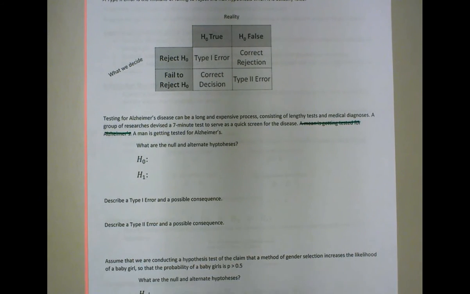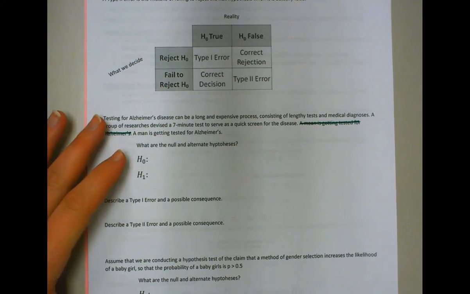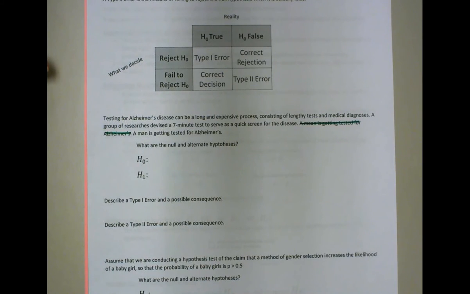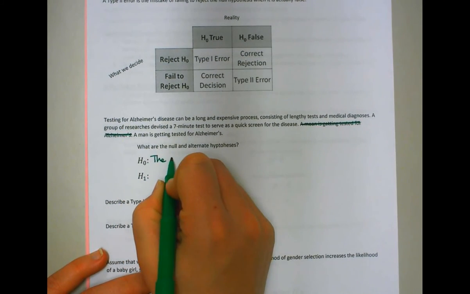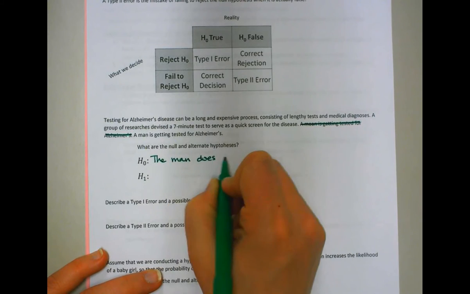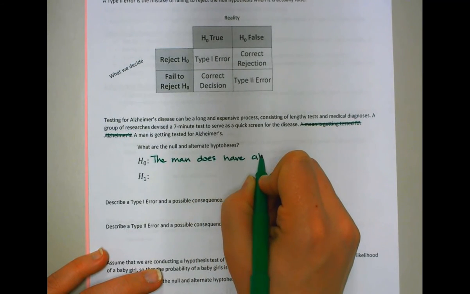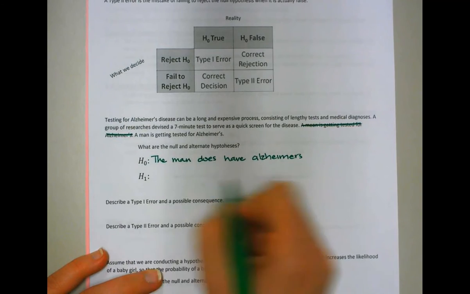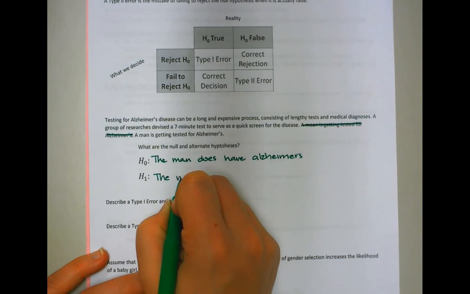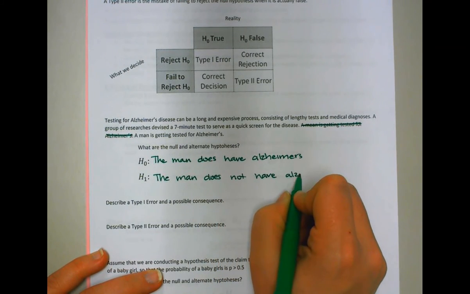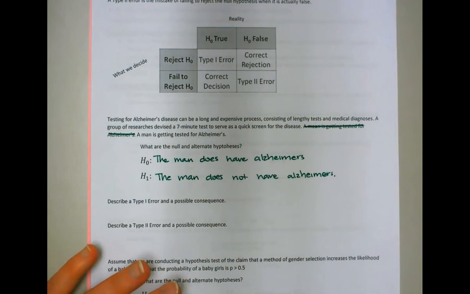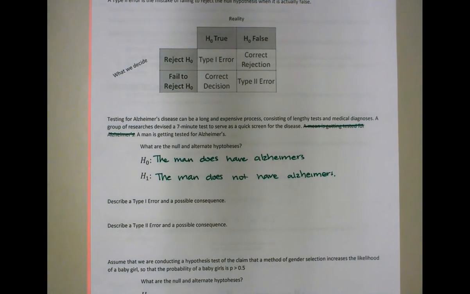All right, so if we write our null and alternative hypothesis, our null is that there is no change or no difference, our equality. So let's say our null hypothesis is that the man does have Alzheimer's. Then our alternative hypothesis would be that the man does not. In this one, we don't really have a claim here. We're not testing one way or the other.